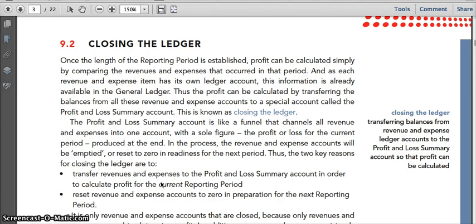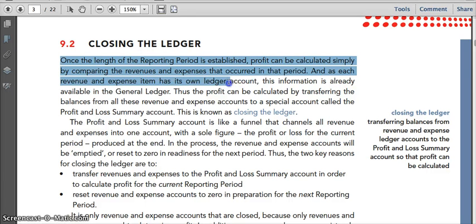Okay, boys, just going to move on to closing the ledger so that we can determine the profit and loss of a particular reporting period. Once the reporting period has been established, profit can be calculated simply by comparing the revenues and expenses that have occurred for that period. Each revenue and expense item has its own ledger account, and this information is already available in the general ledger.